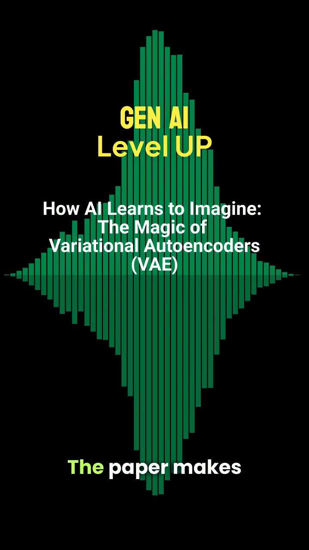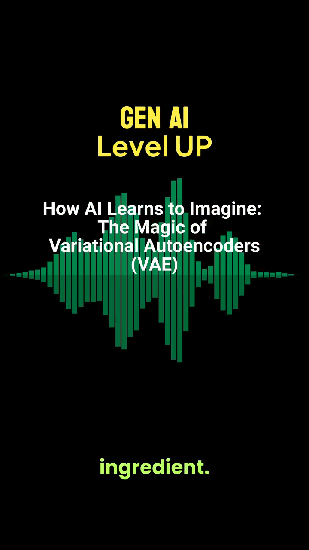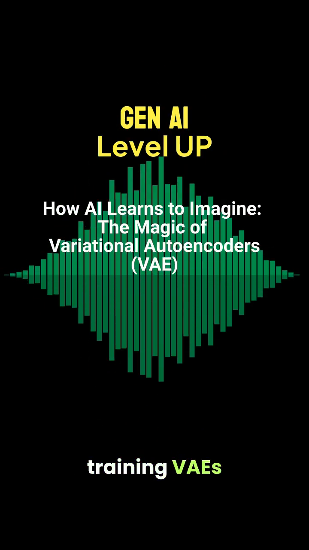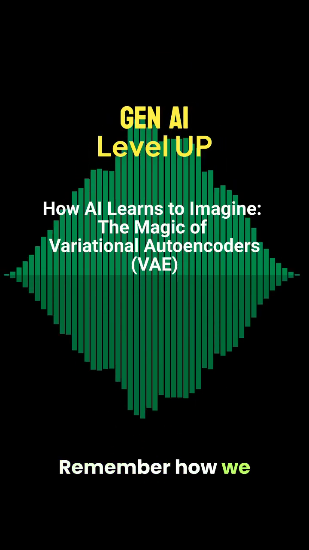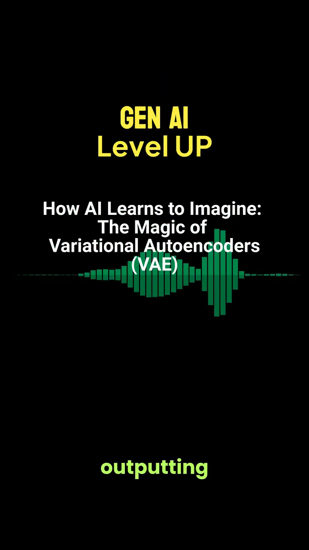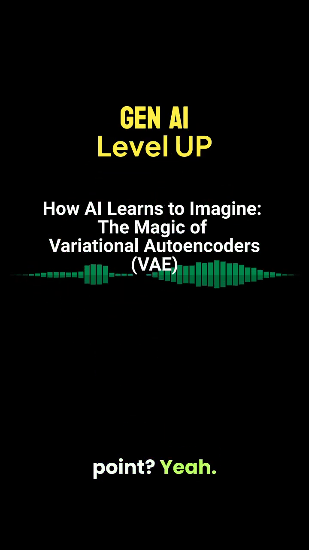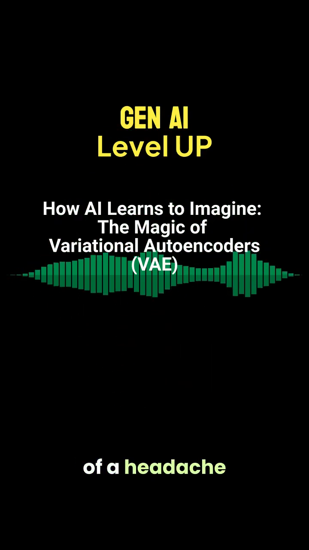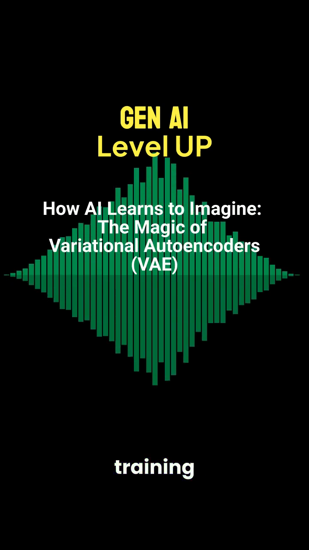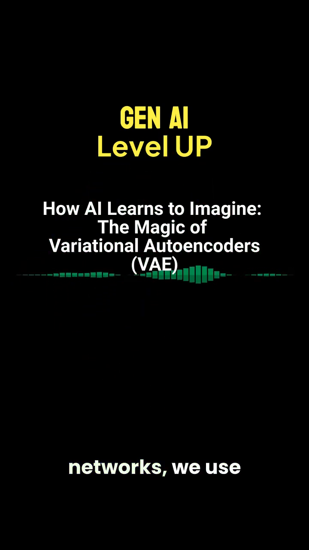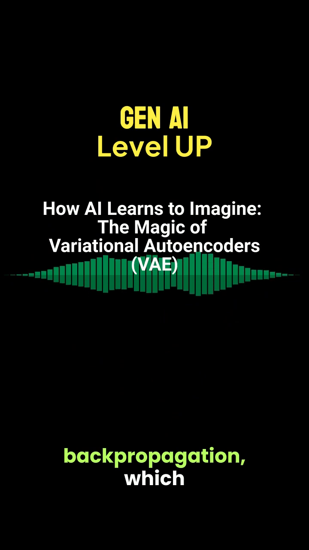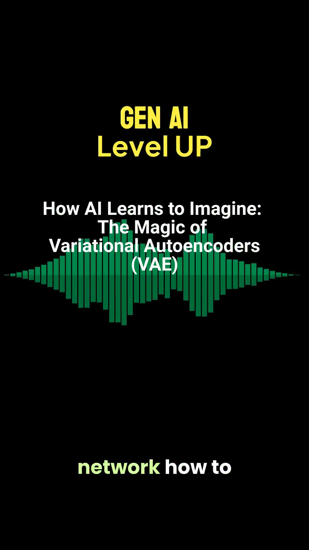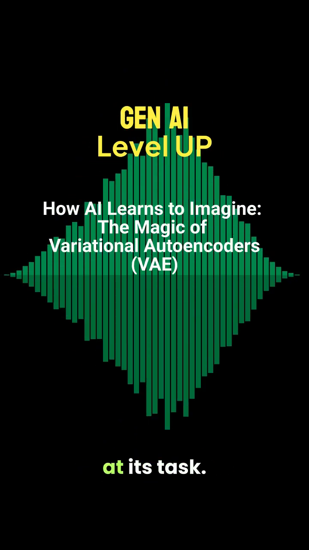I love tricks. The paper makes it sound like this is some kind of magic ingredient. It is pretty magical. It's a clever technique that's absolutely essential for training VAEs efficiently. Remember how we said the encoder is probabilistic, outputting a distribution rather than a single point? Yeah, that was the whole blurry circle on the map thing, right? Right. Well, that randomness introduces a bit of a headache when it comes to actually training the model. To train neural networks, we use an algorithm called backpropagation, which relies on being able to calculate gradients, these little nudges that tell the network how to adjust its parameters to get better at its task.